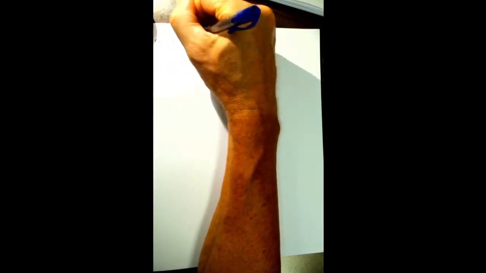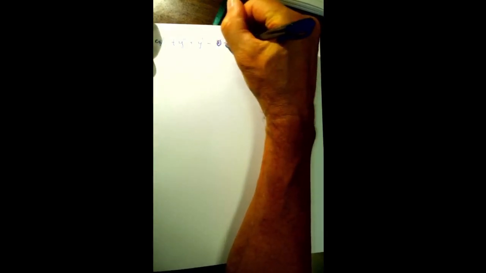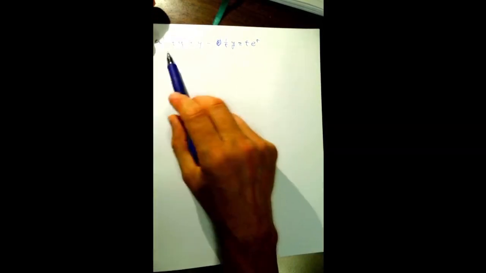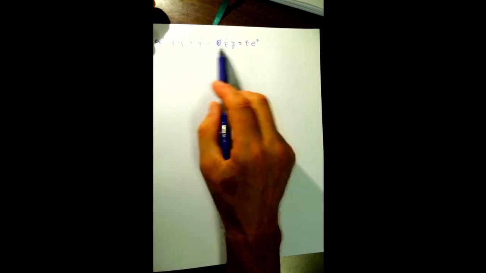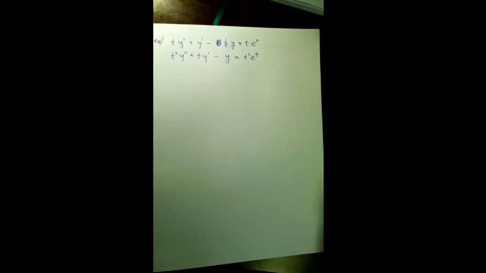All right, one more example. Let's go t y double prime plus y prime minus 3 over t. Oh, nope, that's going to be 1 over t times y is t e to the t. First thing is to recognize this is Cauchy-Euler, but it's not Cauchy-Euler form. If I multiply everything by t, I get t squared y double prime plus ty prime minus y is t squared e to the t. So now it's in Cauchy-Euler form.